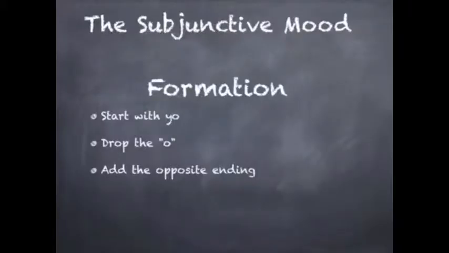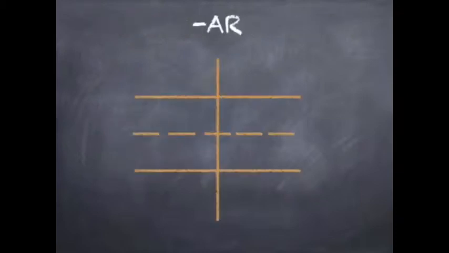So let's go back and take another look at the formation of the subjunctive mood. What are those opposite endings? Let's go back and look at those AR endings. Thinking back to the opposite endings that we used for the commands, we know that ES is the ending for the -2 commands.